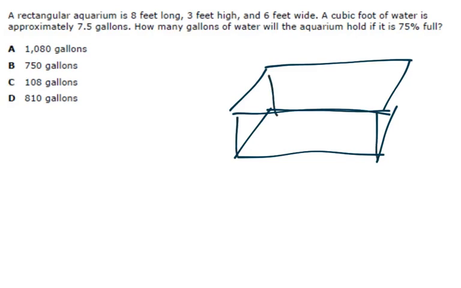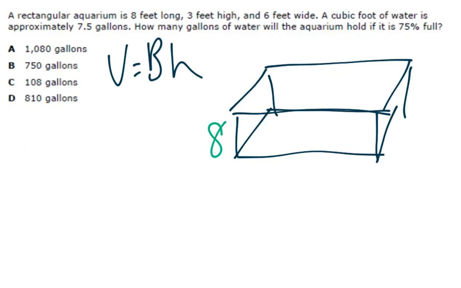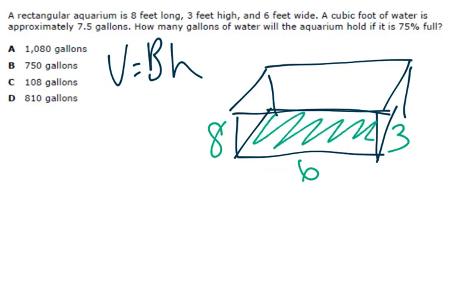Now, I've been doing a pretty terrible job of modeling me writing my area formula, or my volume formulas. My bad. Let's go ahead and assign some numbers. 8, 3, 6. I'm going to find the area of my base. That is 6 times 3 is 18.